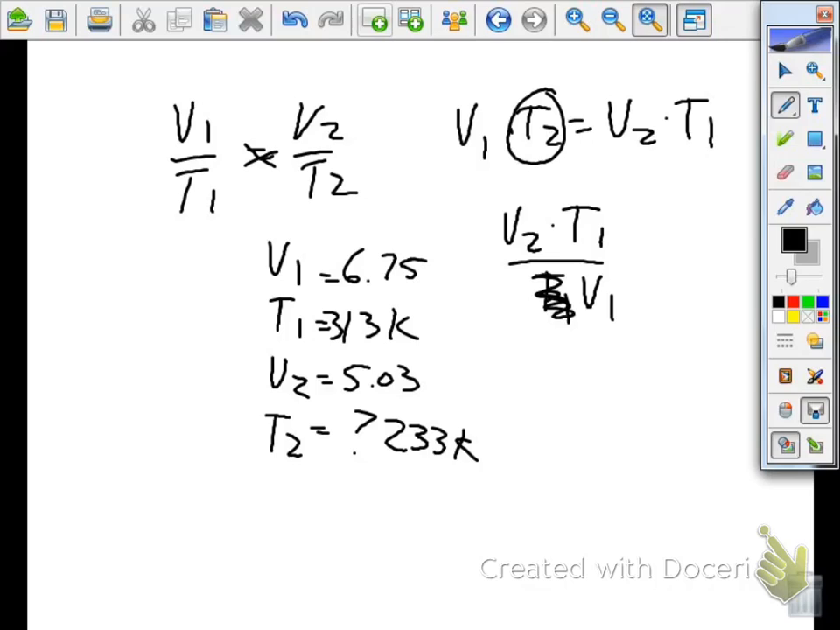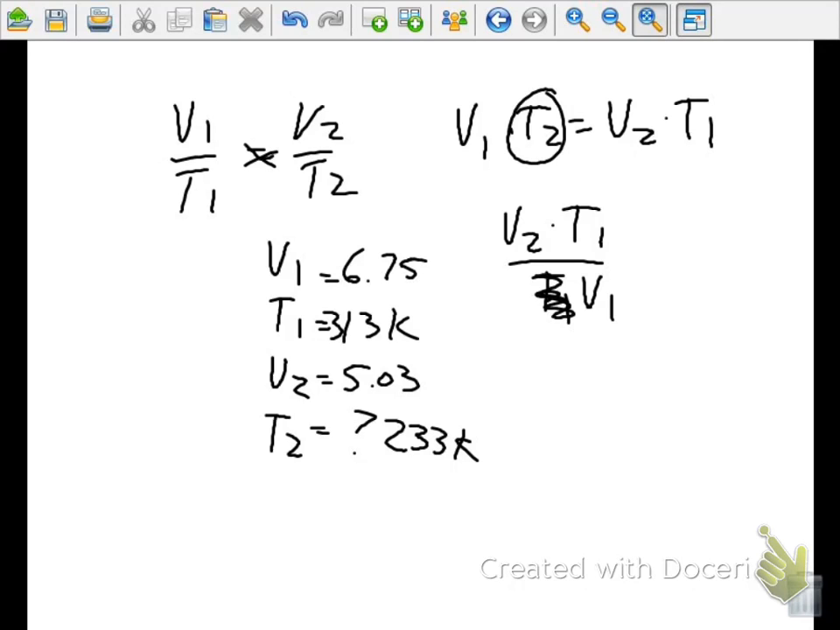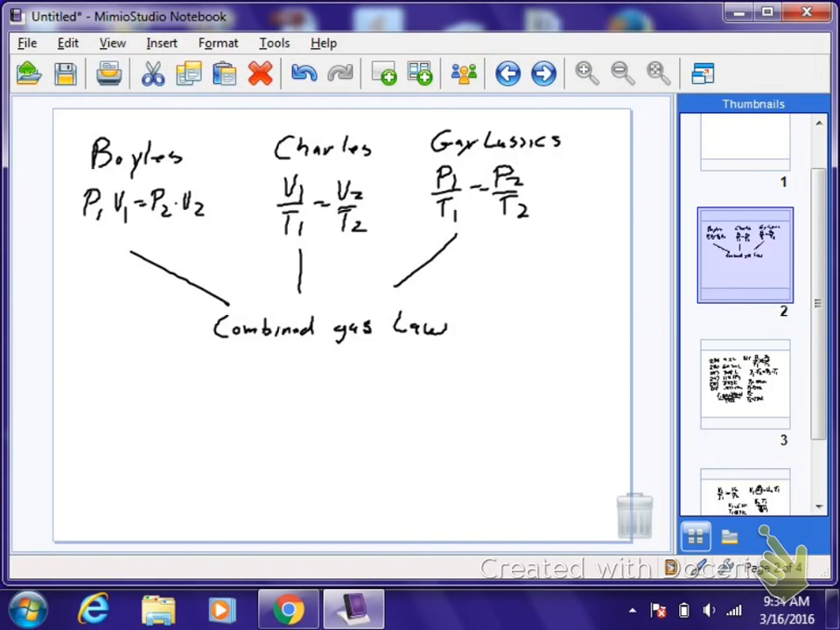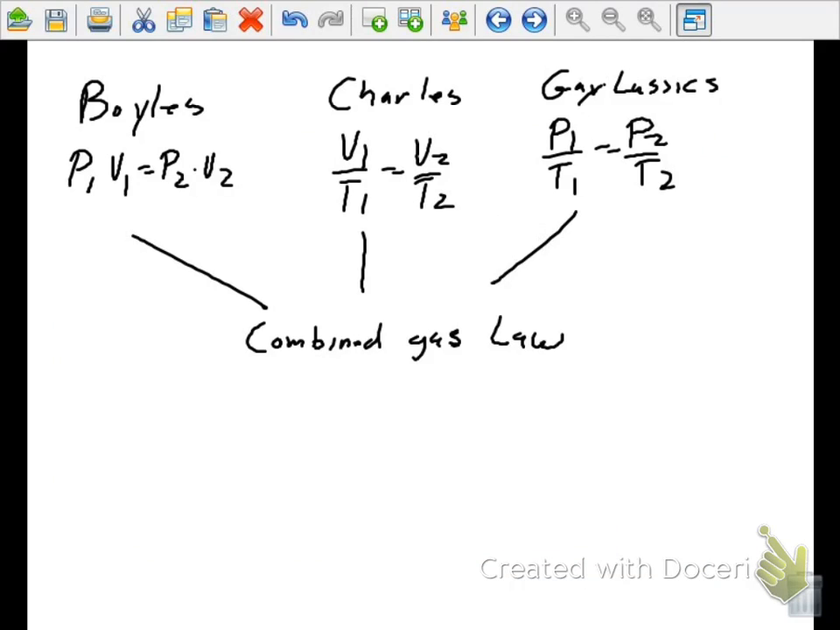Okay. The new concept today is just more variables, same type of setups. You don't have to write this top part in your notes, but we're going to combine all these laws into one law. We're going to incorporate pressure, volume, and temperature all in one law. So it's called the combined gas law.